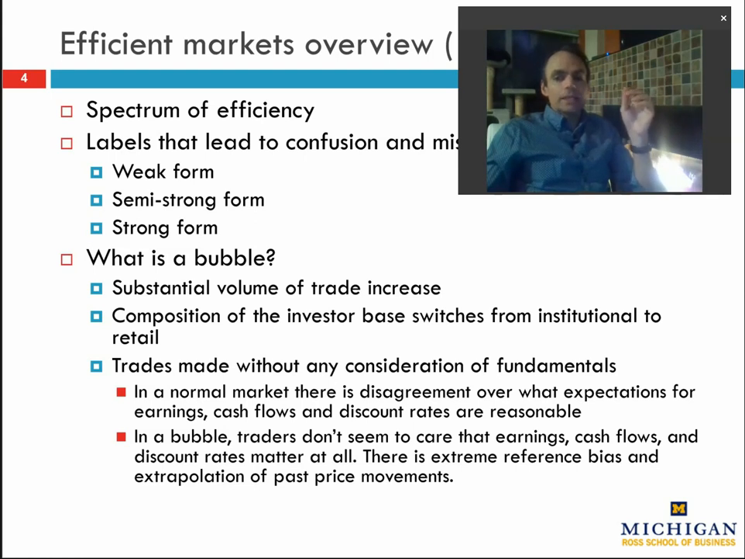The labels are weak form efficiency, semi-strong form efficiency, and strong form efficiency. If the market is weak form efficient, it means that you cannot earn abnormal returns by analysing historical price and volume information. For example, if the market is weak form efficient, it means that you cannot earn abnormal returns by looking at share price charts. We know this statement is true. You cannot earn abnormal returns by looking at share price charts. The market is at least weak form efficient.